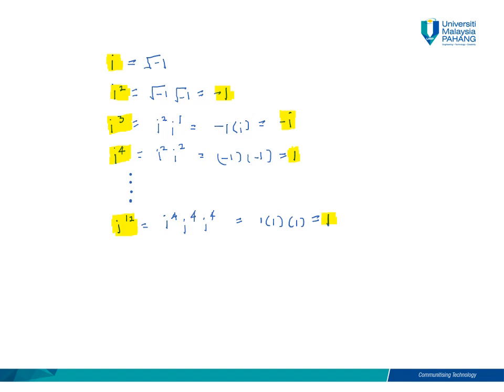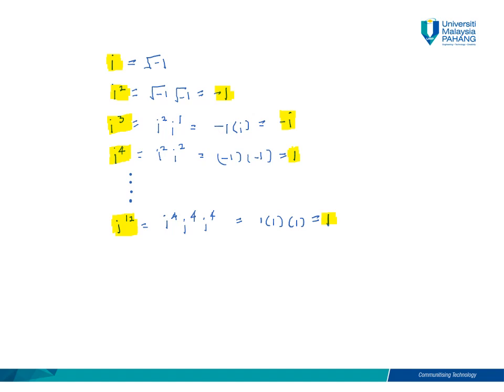So i to the power of 3 equals i squared times i. i squared is -1, so we will get -i. And i to the power of 4 equals i squared times i squared. i squared is -1, so -1 times -1 we will get +1.